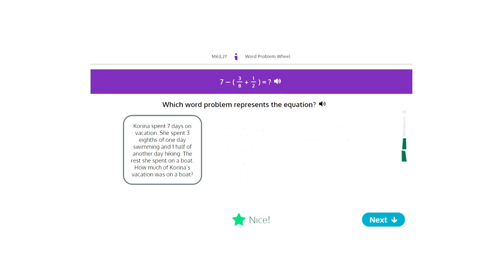Now this one might have been a little tricky. Remember that we're thinking about 3/8 not as being 3/8 of 7 days, because it doesn't say 7 times 3/8. It says 7 minus 3/8. So we're thinking about 3/8 being of 1 day, and also 1/2 being of 1 day. So this is the only answer that fits this equation.